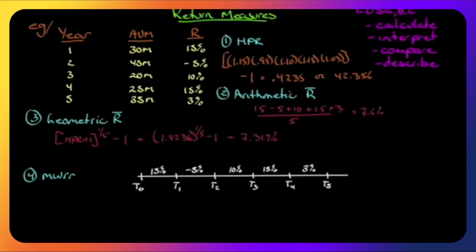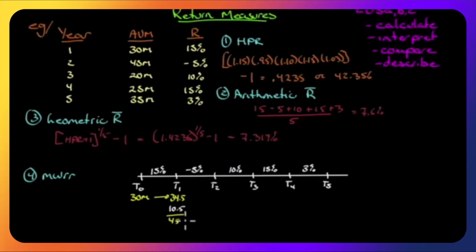Let's do the money-weighted rate of return. This one's a little bit tricky, right? Let's model our cash flows. What do we have? We have 30 that went in at this period of time. That 30 grew at 15% to 34.5 million. But it says that we started year 2 with 45 million. So how do we get to 45 million from 34.5 million? Well, we must add 10.5 million. 10.5 million must have gone in to get us to 45 million.